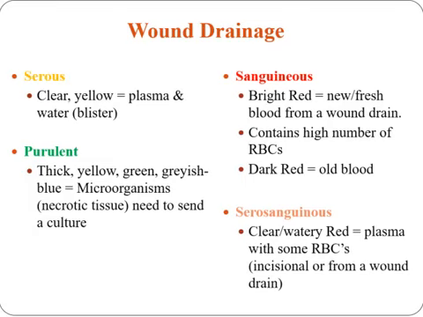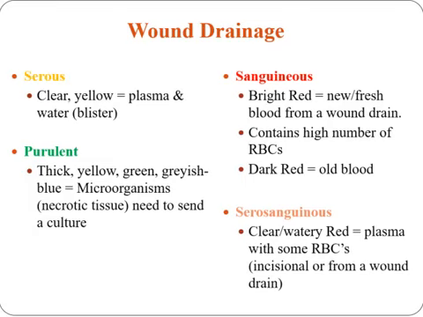Sanguinous is blood. So bright red, new fresh blood from a wound drain, for example, would be sanguinous. So like a Jackson Pratt drain from fresh surgery would be normal for that to have sanguinous blood. We'll talk about drains in a little bit. They contain high number of red blood cells. Dark red means it's older blood versus bright red is new fresh.